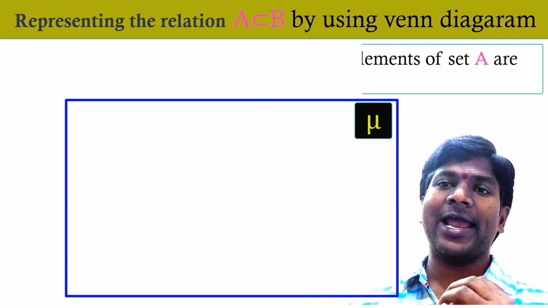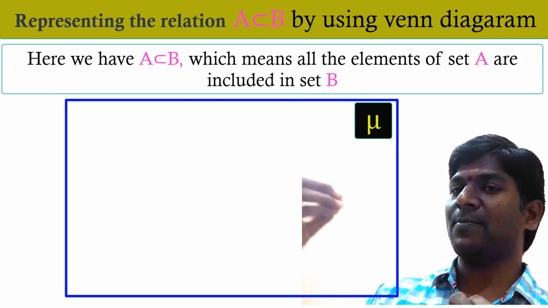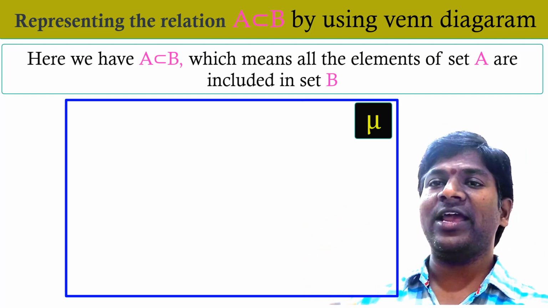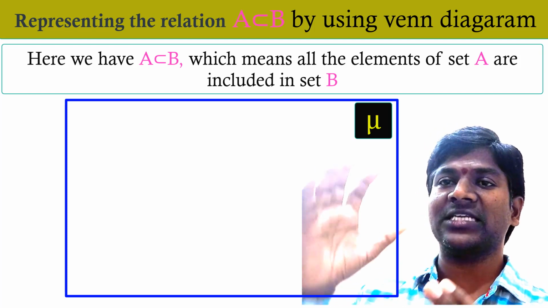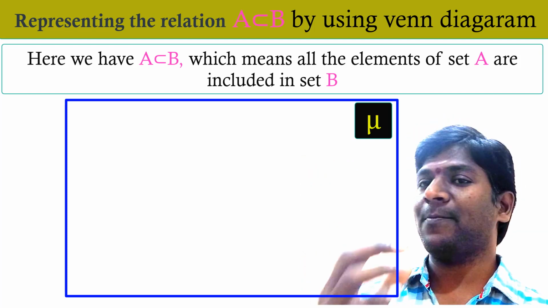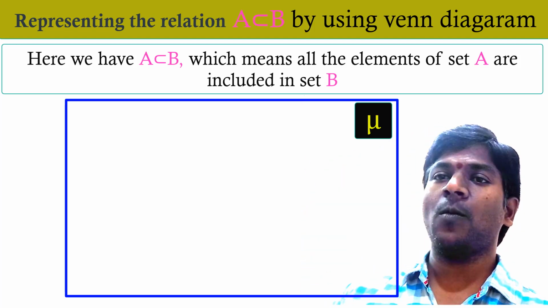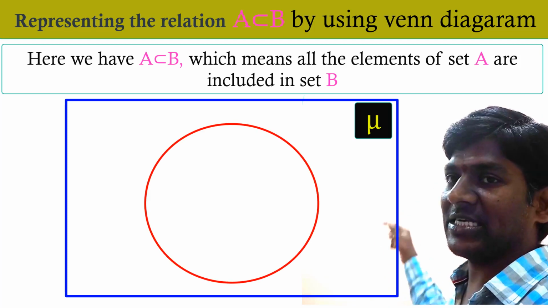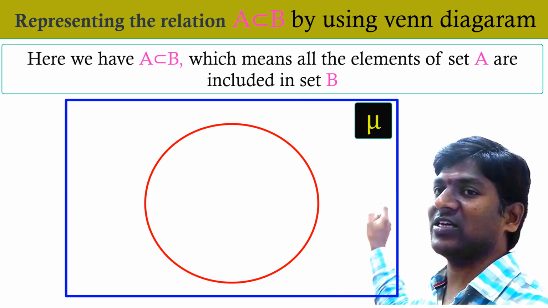That means all the elements of set A are in B. Set B may have more elements. Here set B may be the bigger set than the set A. So when we draw this Venn diagram, we should represent the bigger set by a bigger circle, and the smaller set by a smaller circle. Here when we represent the subsets, all the elements of A are in B, so B is the bigger set. First we draw the bigger set B by a circle, and we write the name of the set on the top of the circle. The name of the set is B.